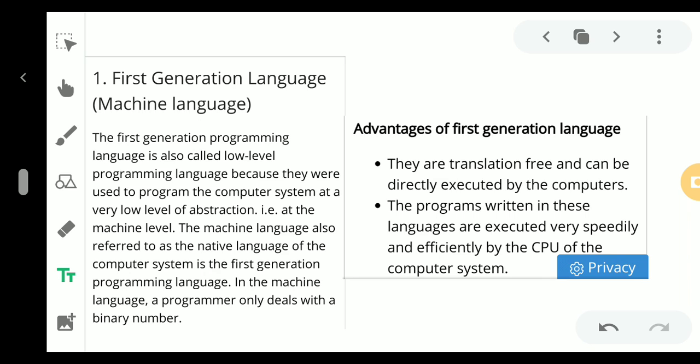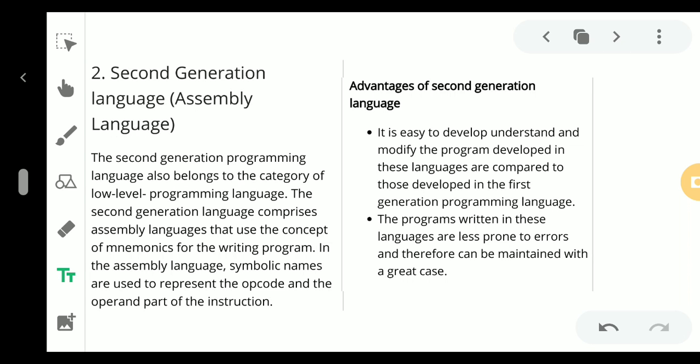Now we are coming to the second generation, also known as assembly language. Second generation programming language also belongs to the category of low level programming languages. The second generation comprises assembly languages, which use the concept of mnemonics for writing programs. In assembly language, symbolic names are used to represent the opcode and the operand instructions. Let's see the advantages and disadvantages here.